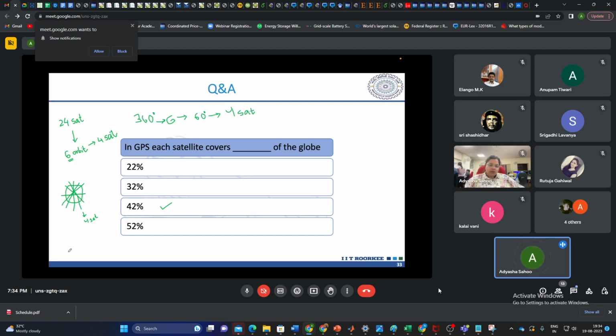But if we have a path here, and let's say I have 4 satellites, so this will be less than 60 degrees, that is understood. But why 42 and why not 22? That is a separate discussion, I think.